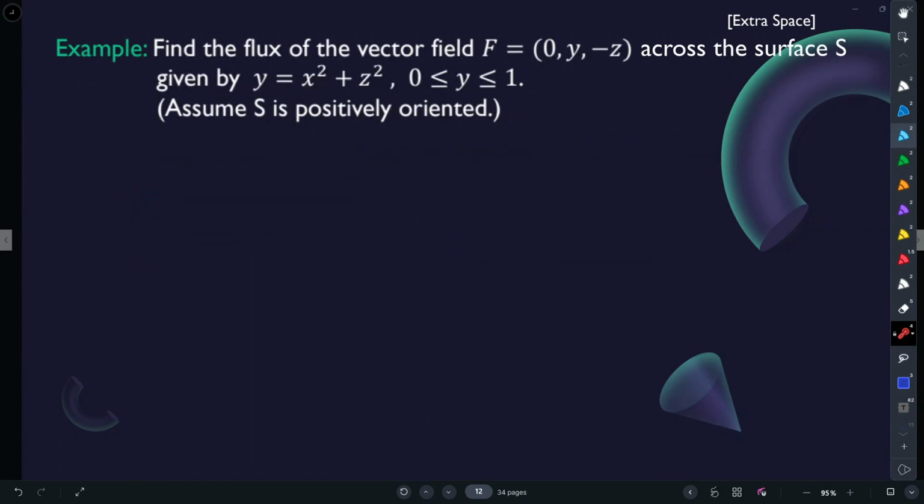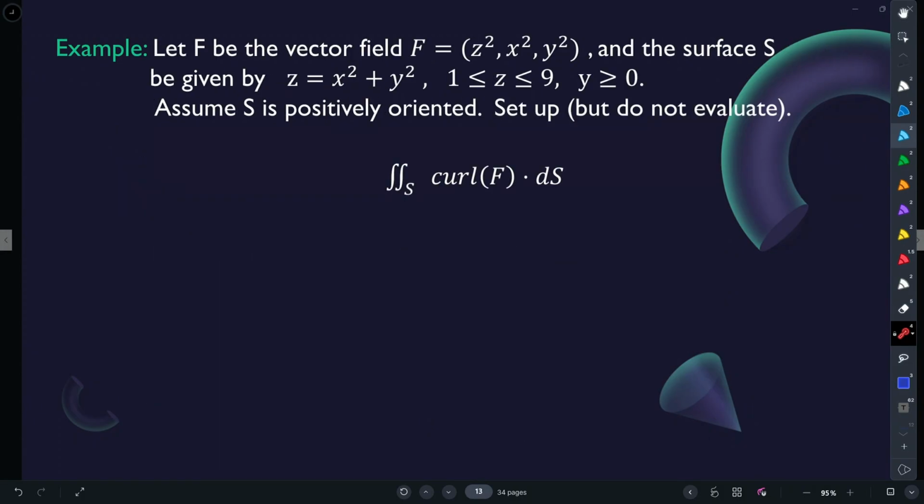All right, let's do some other example. In here, I'm going to set up an integral of a vector field, but the vector field itself is a curl of f, just so we get some practice on computing a curl.